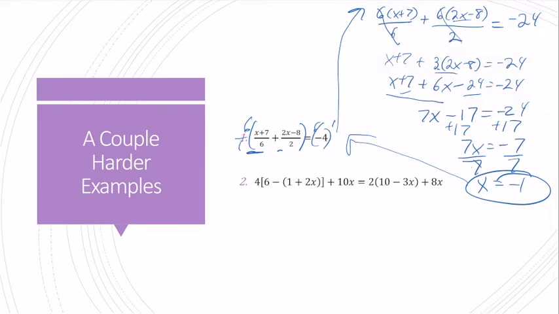Let's take a look at this more complicated example. It's not really harder, it's just got a lot going on, right? I've got two grouping symbols, I've got parentheses, and then I've got brackets. So I'm going to simplify the left, then we'll simplify the right, and then we will solve our equation. So I have 4 times 6 minus, 1 plus 2x. I can distribute that negative, so I've got minus 1 minus 2x plus 10x.